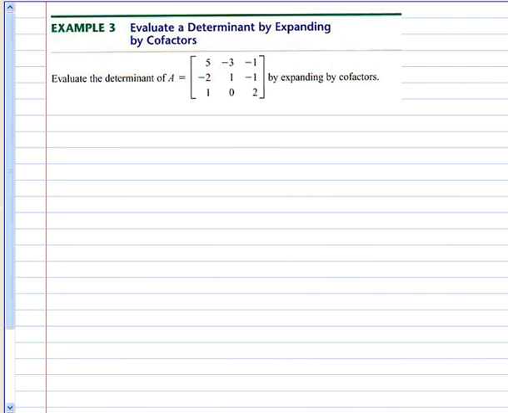I can take any row or I can take any column and expand. I am going to choose row 3, or I might have chosen column 2. Any ideas why I would want to use either row 3 or column 2? There's a 0 in it, and I have to multiply by each of these numbers, by a 1, by a 0, by a 2. If I choose the one that has a 0 in it, that's going to throw out 1/3 of my work, because 0 times anything is just 0. That's why I chose that.